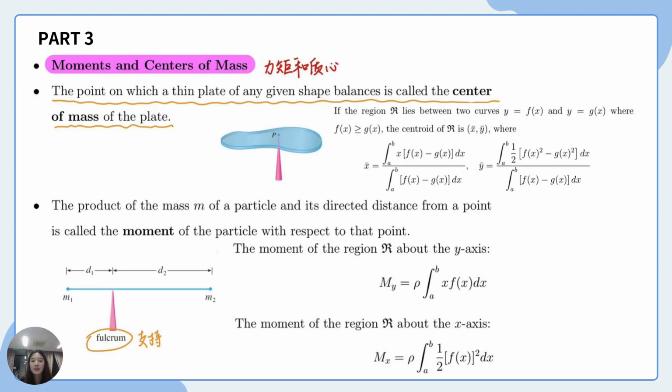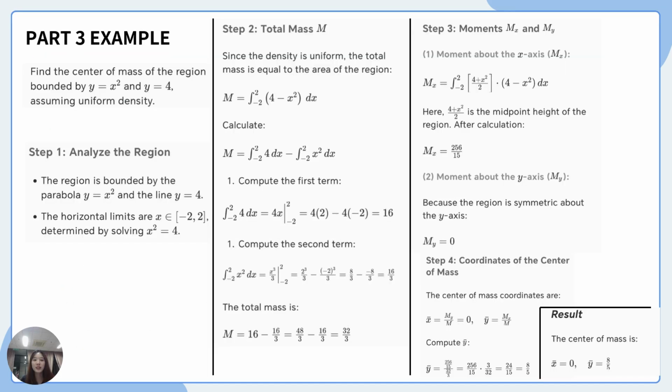The product of the mass m of a particle and its directed distance from the point is called the moment of the particle with respect to that point. The moment of the region R about the y-axis is this function, and the moment of the region R about the x-axis is this function.